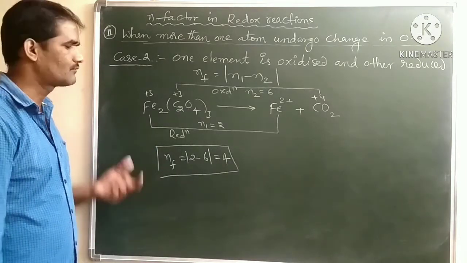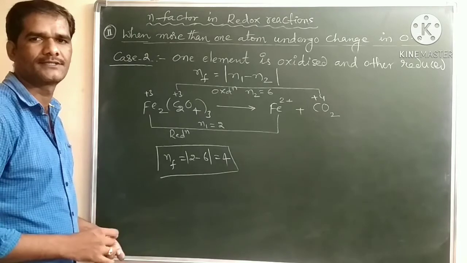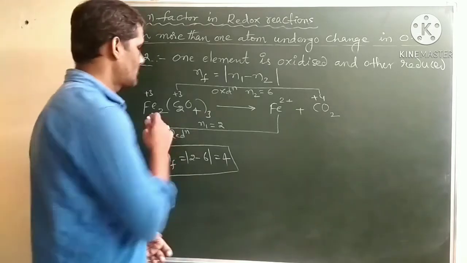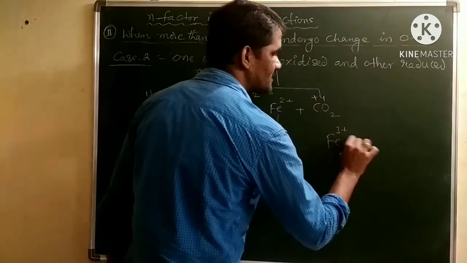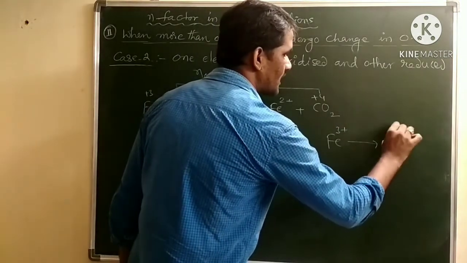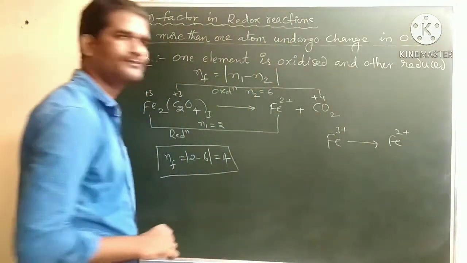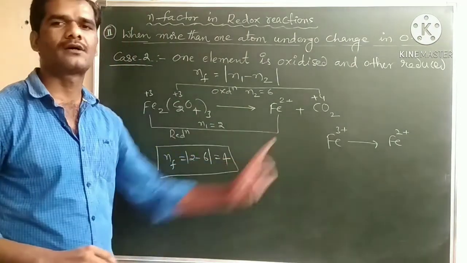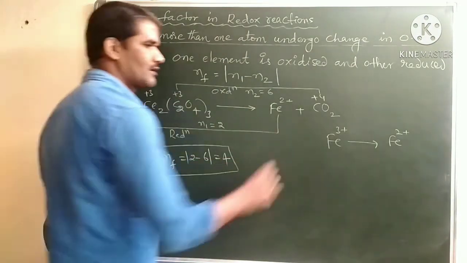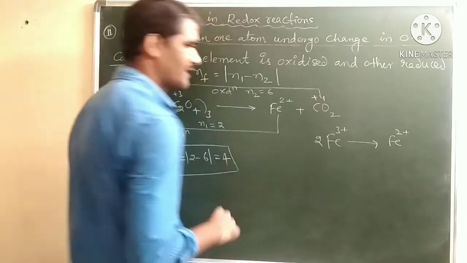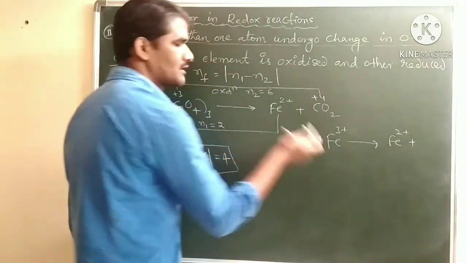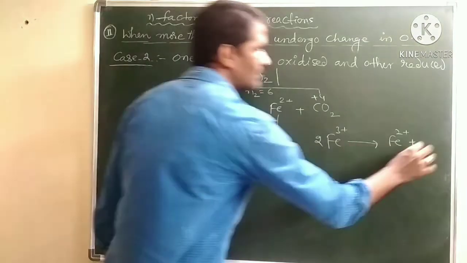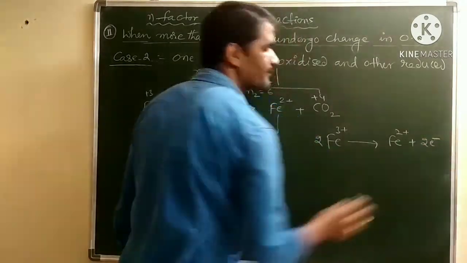Again we may get the doubt, why we have to subtract in this case. We'll see. What happened here? One iron 3 plus is changing to iron 2 plus. So here the oxidation state is decreasing, which means it is a reduction process. Also we have to add electrons. How many electrons? 2 iron atoms are there, so we have to add 2 electrons.